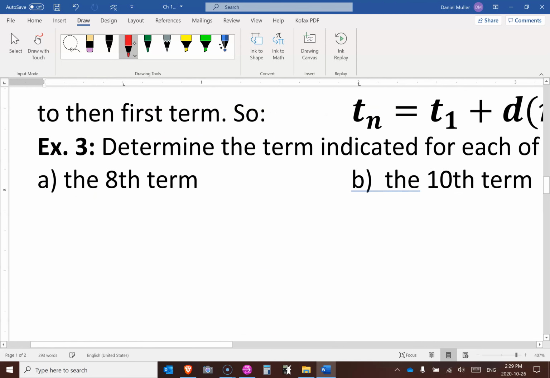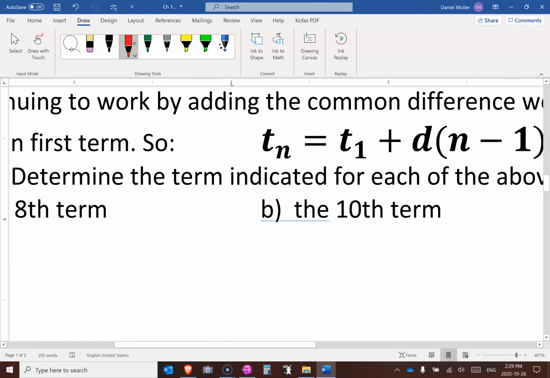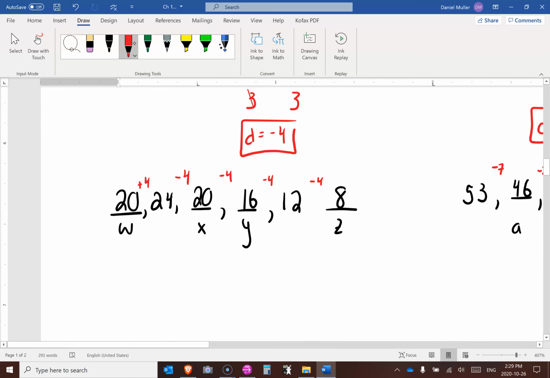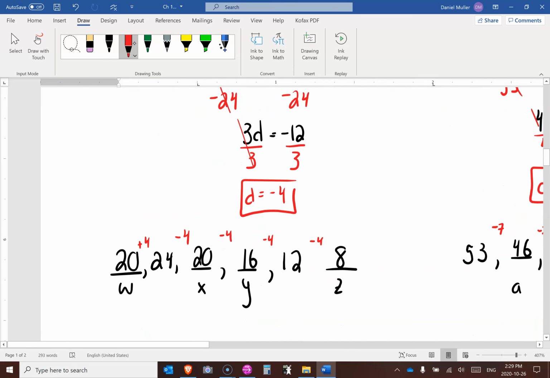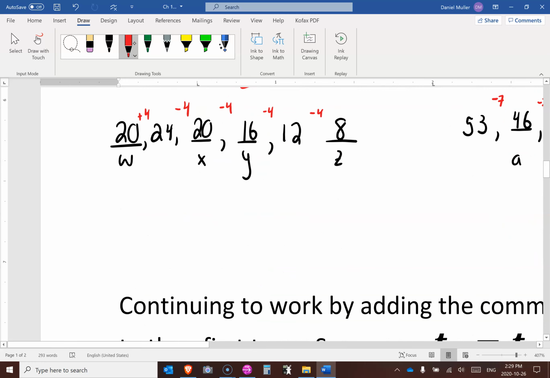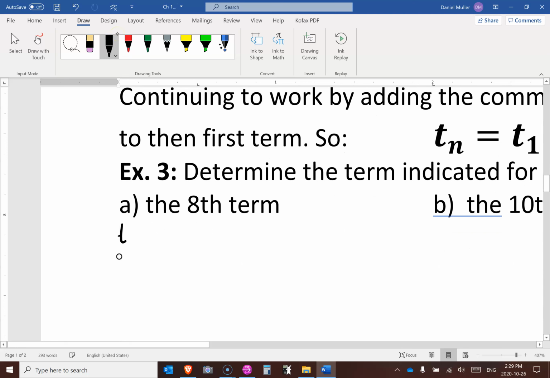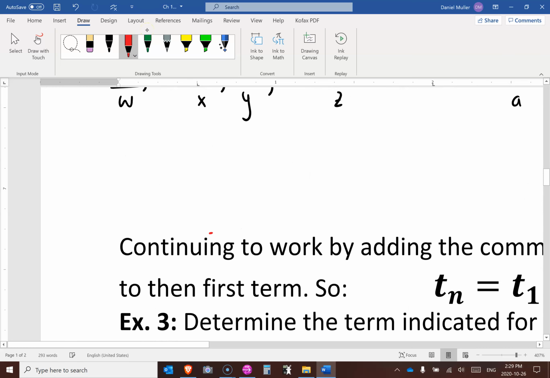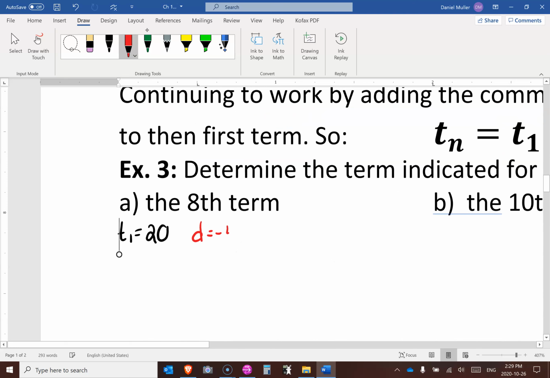So determine, I think we have to use the example above. Determine the term indicated from the above sequence. Okay, so this one here started with 20. So 20 is our first term. T1, I like to write it down. T1 is 20. We also happen to know what our d is because we found it out above. We found that it is -4. So d is going to be -4.